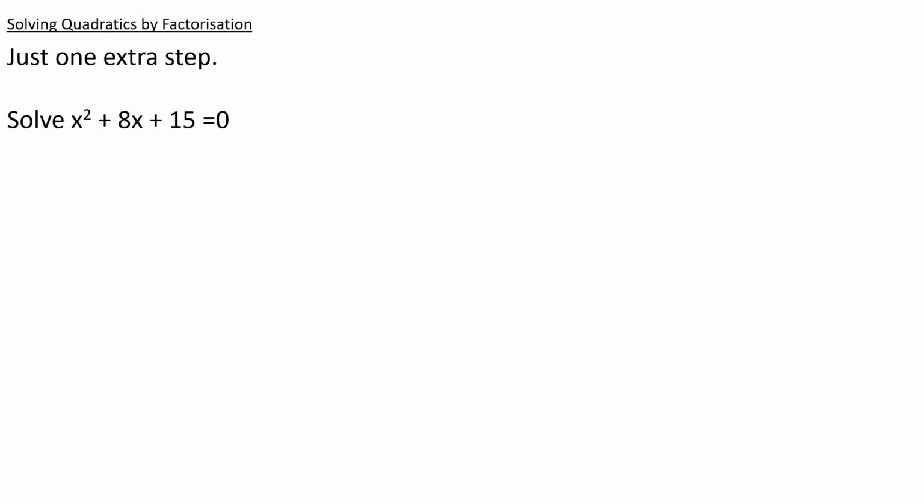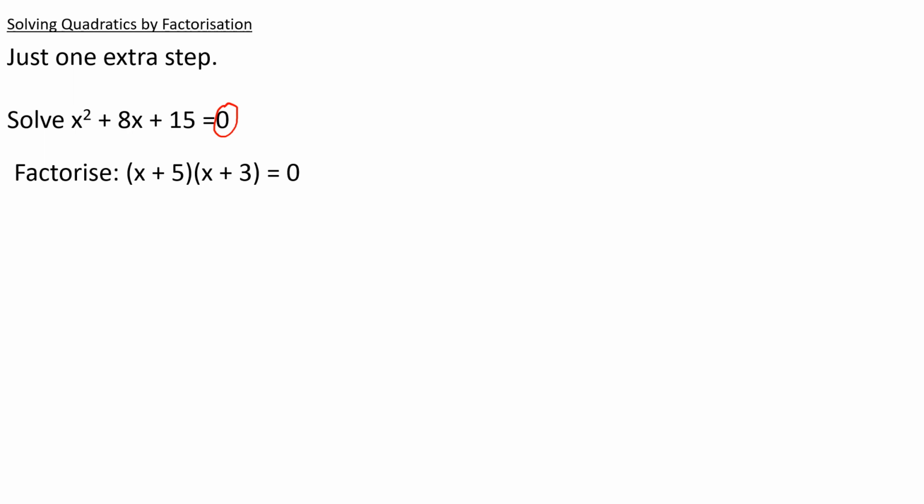To solve a quadratic equation by factorization involves just one extra step. A quadratic equation needs to equal 0 before we can solve it. In this instance, I've got x squared plus 8x plus 15 equals 0. The first step is to factorize the quadratic expression on the left-hand side. If I do this, I will get x plus 5 bracket x plus 3.